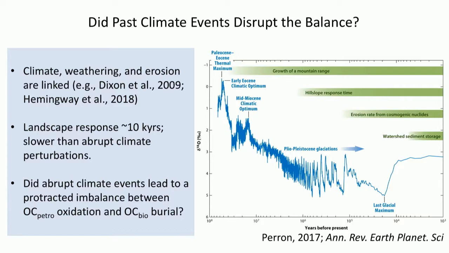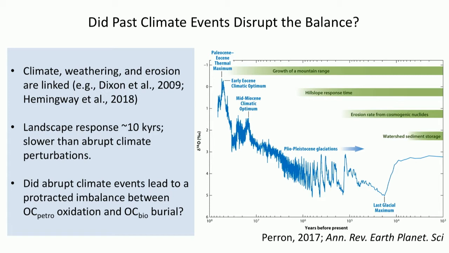As a geologist, this lets me think about the timescales of the balance between biospheric burial and petrogenic carbon oxidation. We know from our colleagues in the surface process world, and this is a figure from a review article by Taylor Perrone from a year ago, that the disruption and resetting of a landscape takes place on scales of about 10,000 or so years.